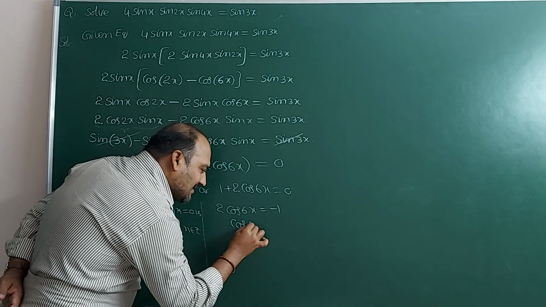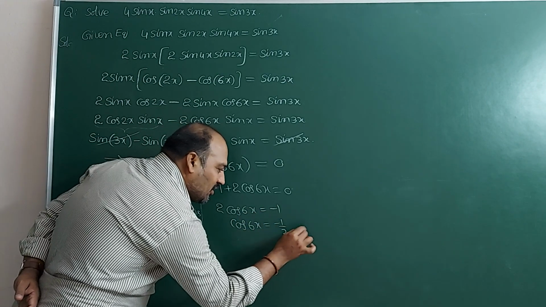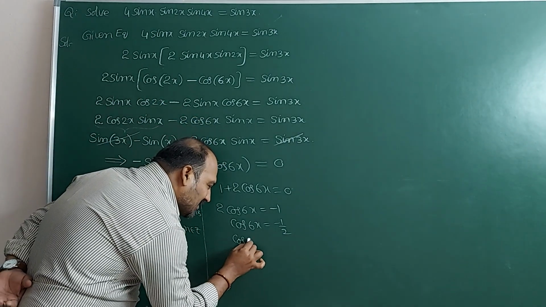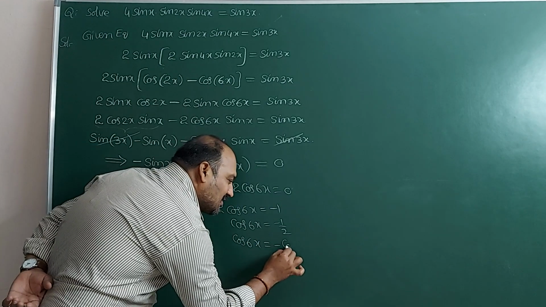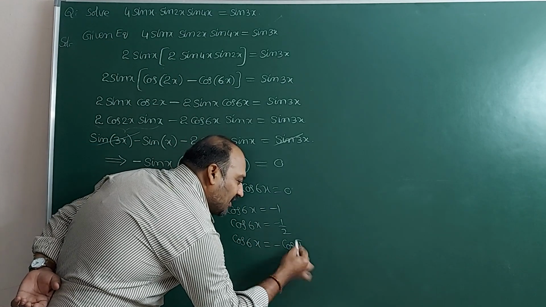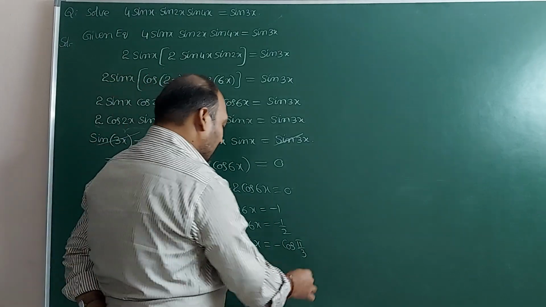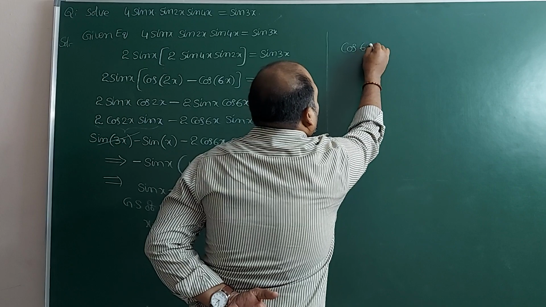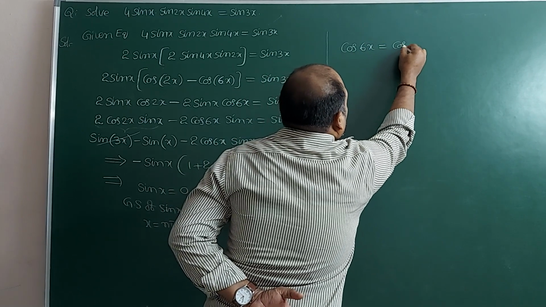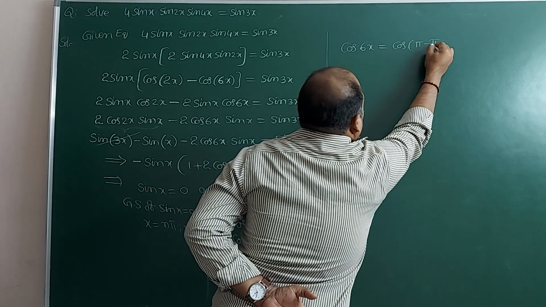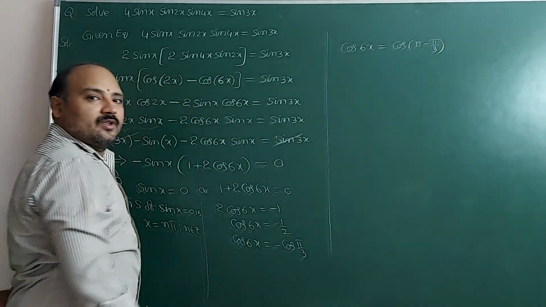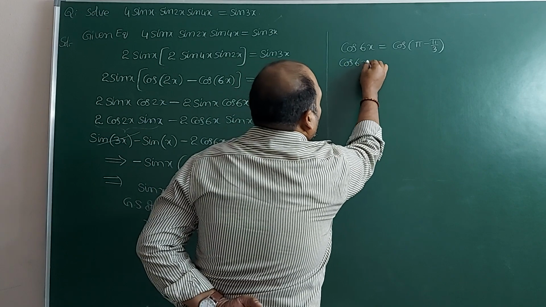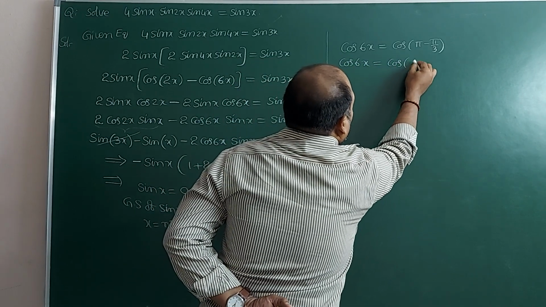So cos 6x is equal to minus 1 by 2. Minus 1 by 2 in terms of cos, we need to do like this, dear students. Cos 6x equal to minus cos 60 degrees. 60 means pi by 3. If you remove this cos, minus cos 6x is equal to cos pi minus pi by 3. Minus cos theta, so cos pi minus. Cos 6x is equal to cos 2 pi by 3.